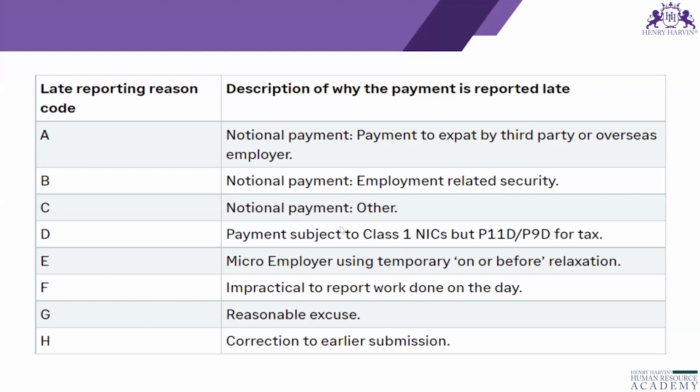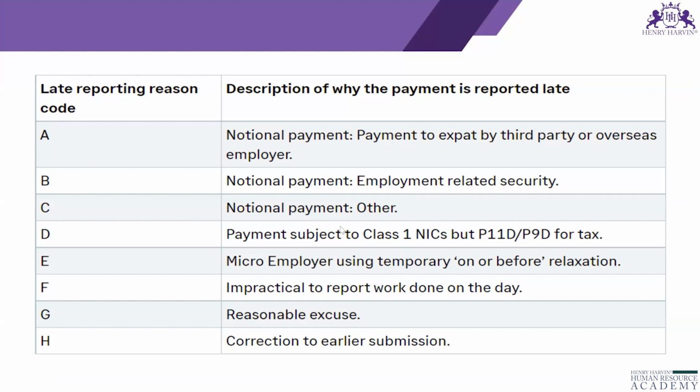For example, there are laborers or workers who are paid wages on a daily basis. Say you're paying them by 5 p.m. every day. It is impractical for you to report again every day at 5 p.m. You will not be able to submit the FPS, right? So you can select this reason and submit the wages together on a weekly basis. That is also fine. In that case, you can select this.